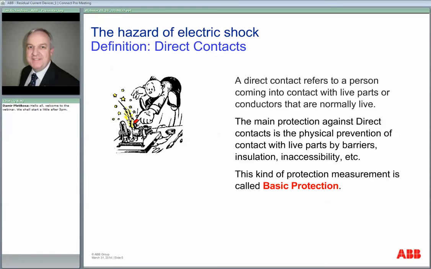So as we said here, if we protect away from our live components, which is taking away that possibility of a direct contact, that will ensure our direct and basic protection method. And that's our fundamental thing of all equipment. We keep people away from the live bits.